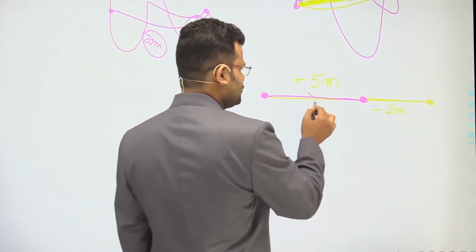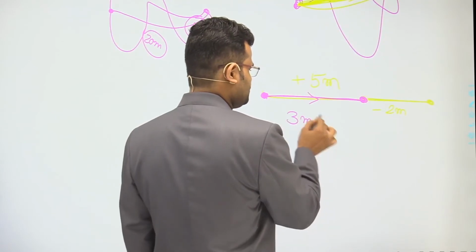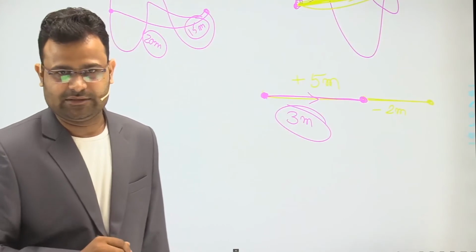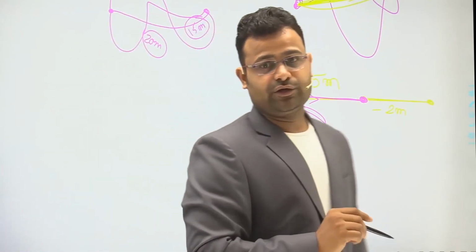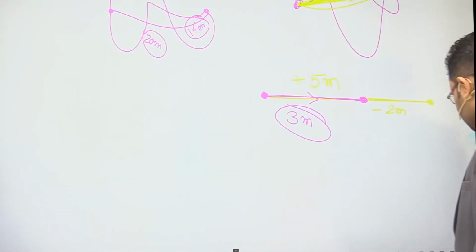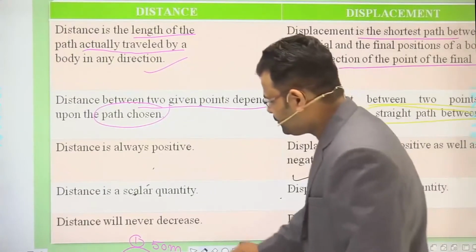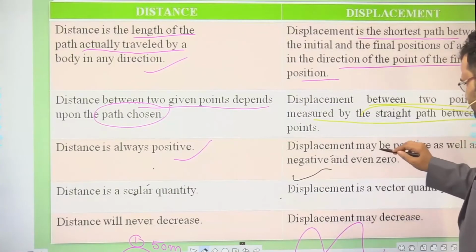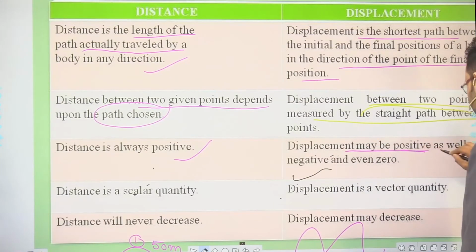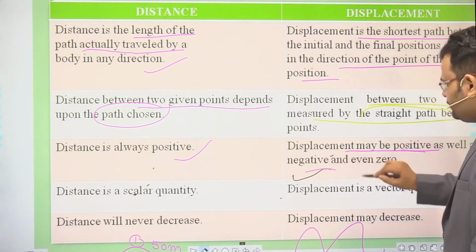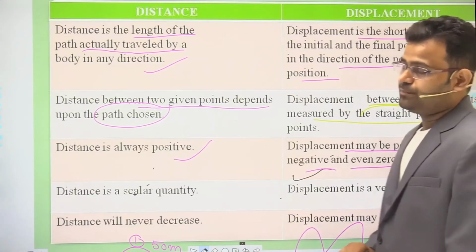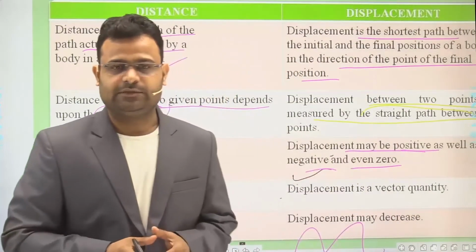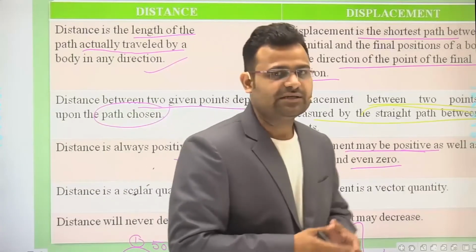And now measure that. So we get the answer: 3 meters. That is a 3 meter displacement. After that we discuss the next 2 points. Distance is always positive. Displacement may be positive, negative, and even zero also possible. Displacement may be positive, displacement may be negative, displacement may be zero.